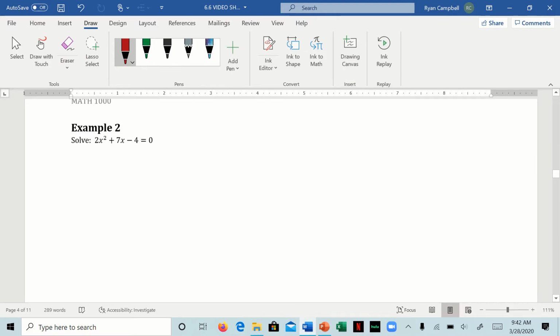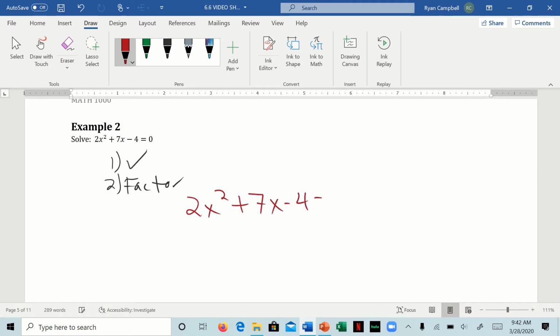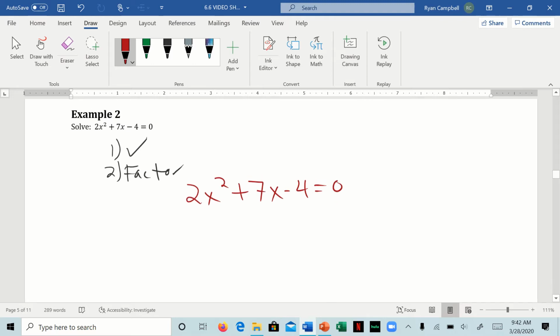So let's look at the second one. Example number 2. Step 1, it's already in our form, so we're good. Step 2, factor. So let's factor. We can't take anything out of everything, so that doesn't work. However, there are 3 terms, and the first term's a is not 1, so we're going to have to factor by grouping.